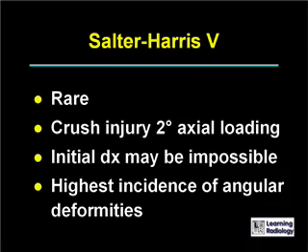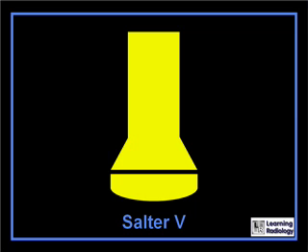Salter-Harris 5 fractures are rare. They are crush or compression injuries secondary to axial loading rather than shear injuries to the epiphyseal plate. The initial diagnosis of these may be impossible, and they may only be visible after the complications ensue. Salter-Harris 5 fractures have the highest incidence of angular deformities.